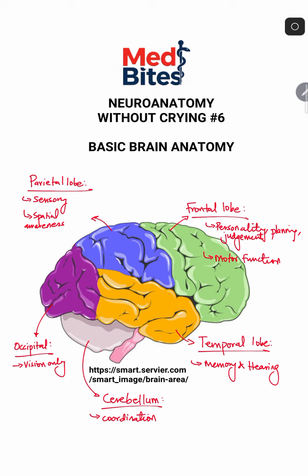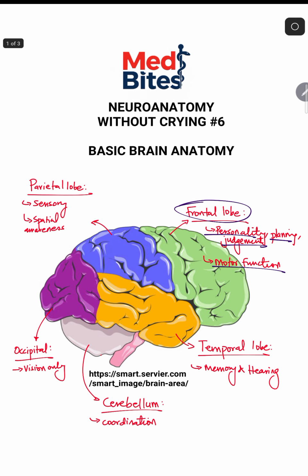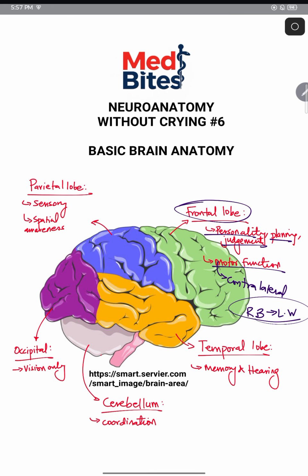So, the first lobe is the frontal lobe. This is the big boss. It's responsible for personality, judgment, planning, motor function, and damage here causes, well, personality changes, disinhibition, poor decision making, and contralateral weakness. Remember, if the right side of the brain is damaged, then you get left-sided weakness. It's contralateral.